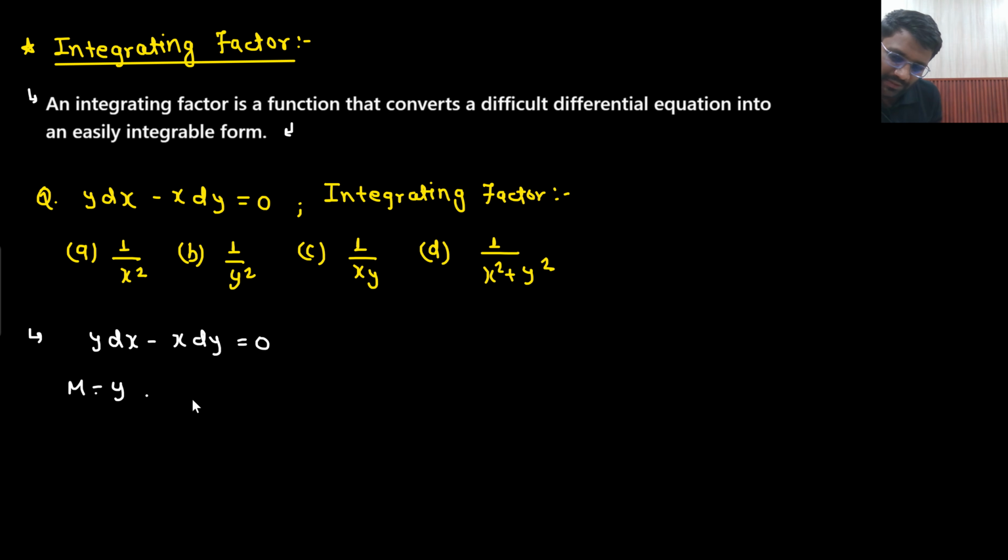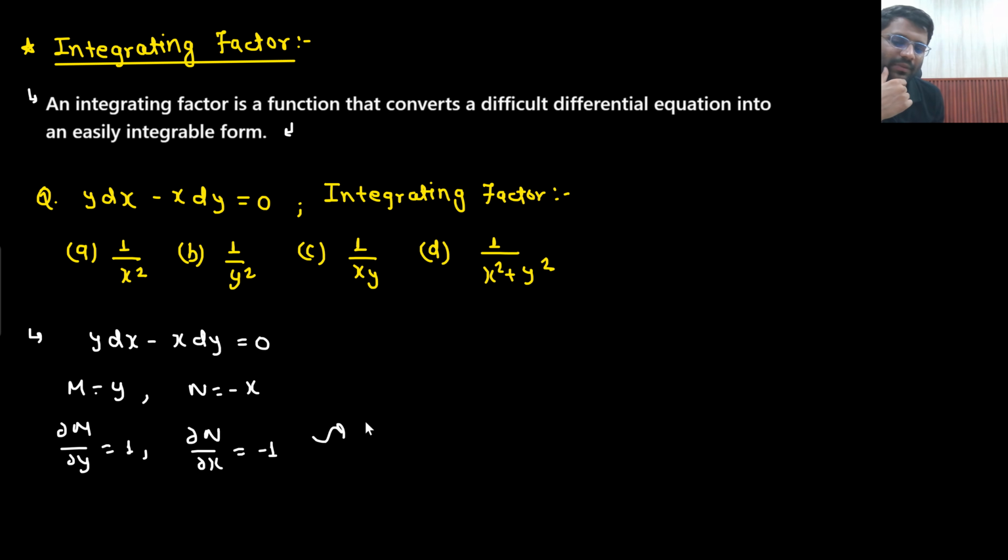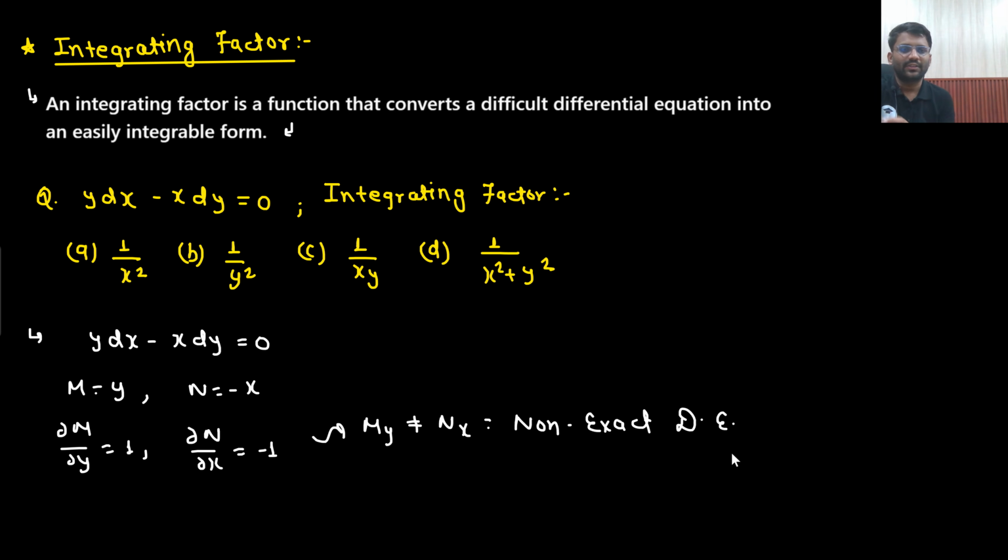So value of m is y, value of n is minus x. Partial differentiation of m with respect to y will be 1. Partial differentiation of n with respect to x will be minus 1. What you can see here? Both are not same. That means it is a non-exact differential equation. Now what will he do? I am stuck. I cannot solve the equation. Then he will go to integrating factor.